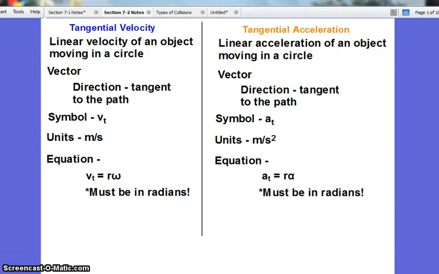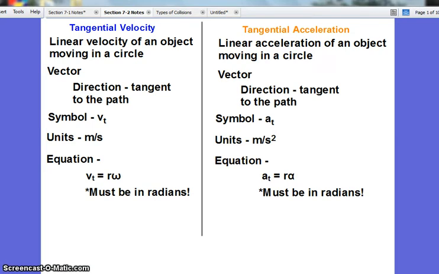And so coming back here, we have that tangential velocity is a linear type of velocity, but projected onto a circular path. And it is a vector, meaning it has a direction. Direction is tangent to a path. And the symbol is VT. Makes sense. V for velocity, T for tangential. And the units are meters per second, because it's really just going back to our old ideas of velocity. It's really our old idea of velocity, but of something moving in a circle.